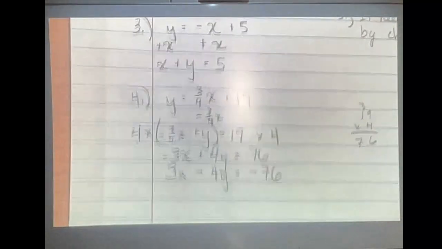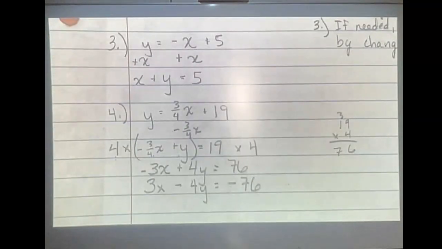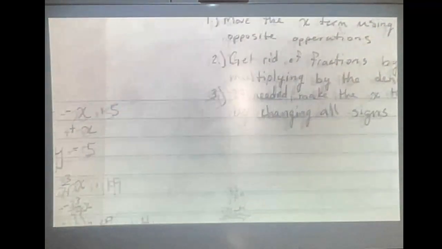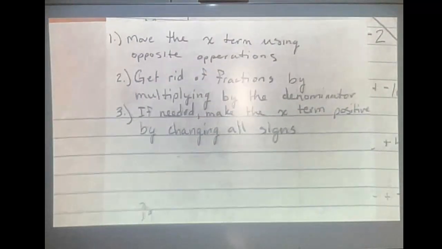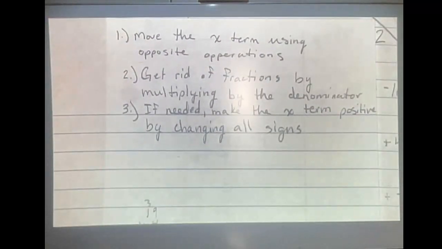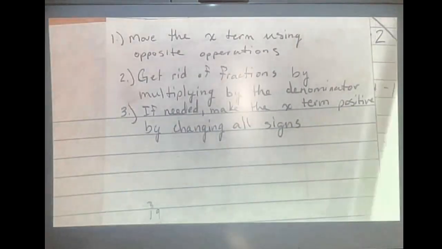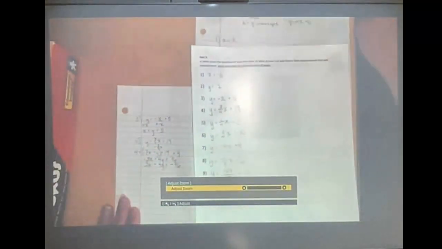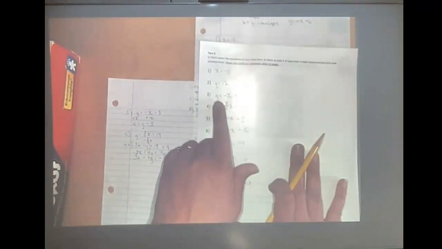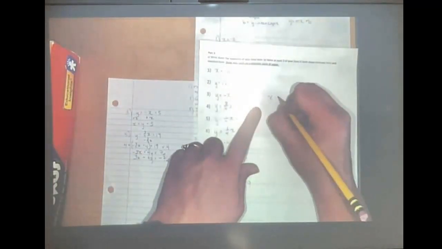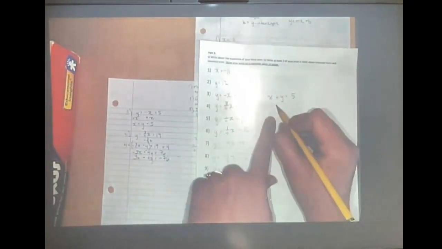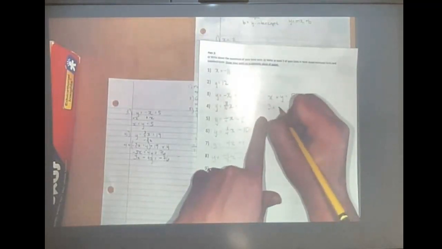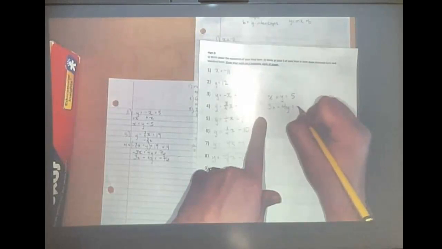So again, there's my 2 examples for you, a really easy one and a little bit more difficult one, and my basic steps for you to follow. When you have them done, don't forget to write them on your official Part 3 paper. So here next to number 3, I'm going to write x plus y equals 5. And next to number 4, I got 3x minus 4y equals negative 76.